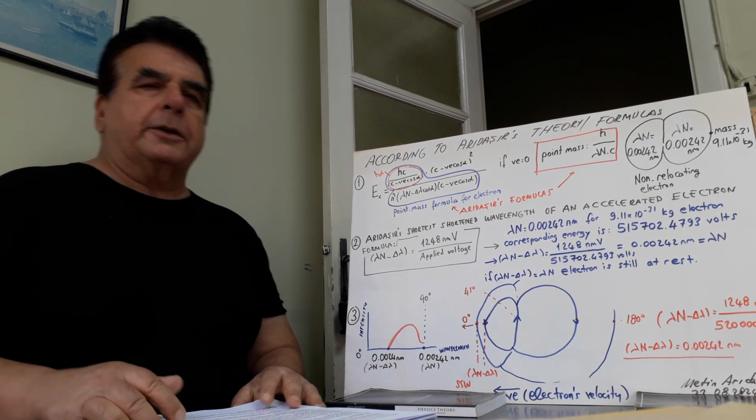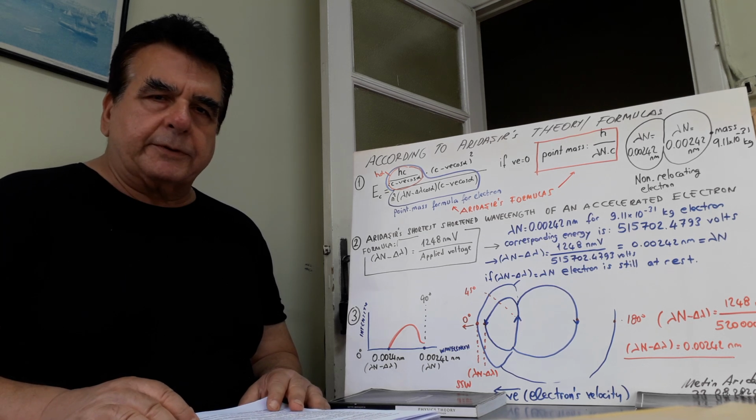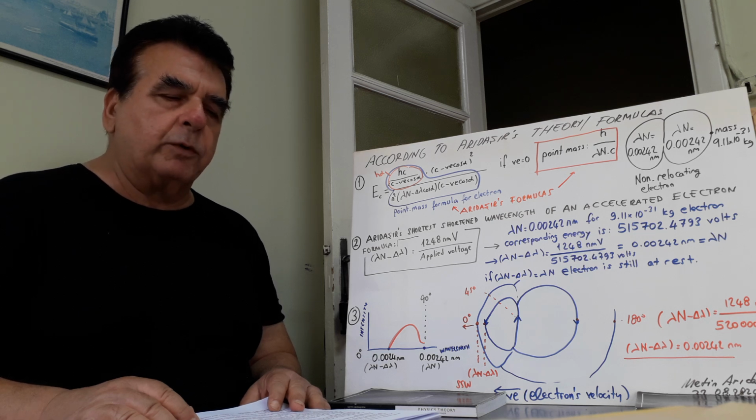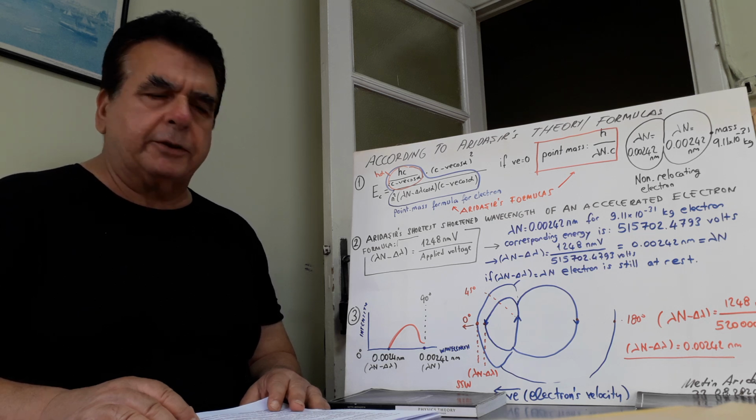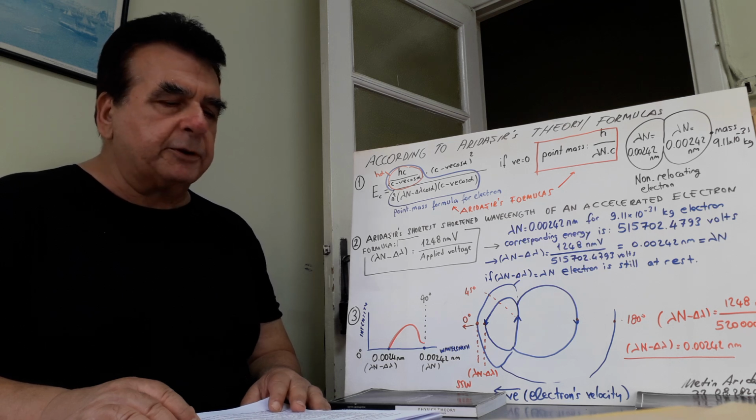According to my theory and my formulas, you are wrong, physicists. Electron mass is not 9.11 × 10⁻31 kilogram. It is not constant. Compton shift is the proof.